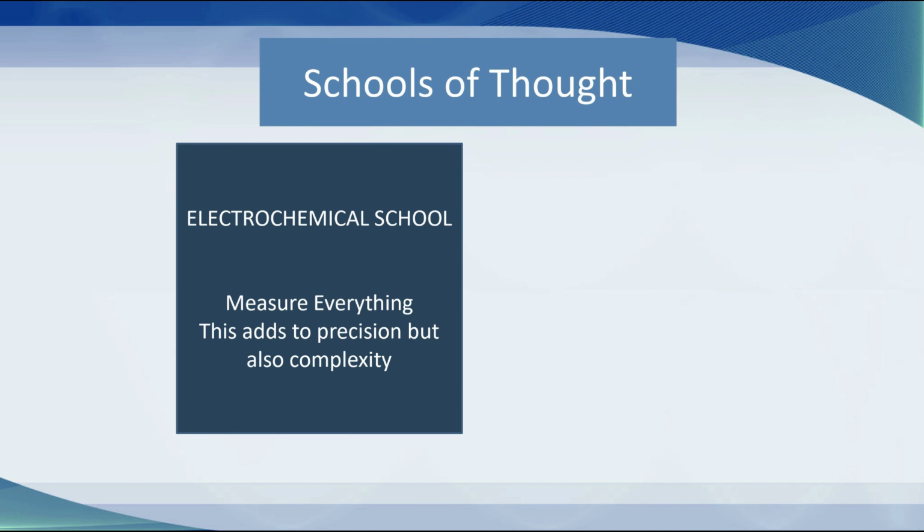The electrochemical school believes in measuring everything, and they believe that this adds to the precision, but also to the complexity of diagnosis. This is the approach to take if you have a critically ill patient with multiple acid-base chemistry abnormalities going on simultaneously.